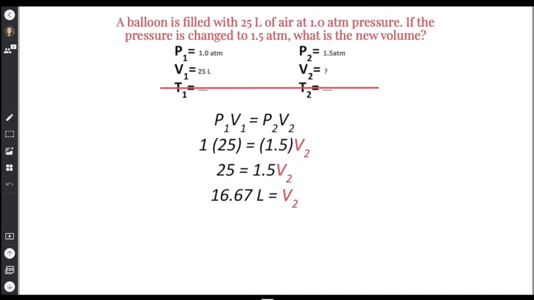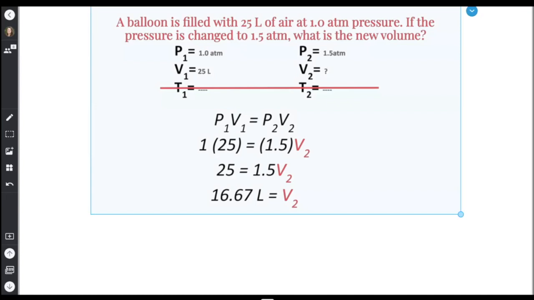What is this? What law is this? Other than combined gas law, what derivative of combined gas law is this? Charles's law. Try again. Boyle's. Remember I said, look, it looks like Boyle's. You can make a boy out of it. So you can't do that with Charles. So that's just one way to help you memorize that. PV equals PV is Boyle's.